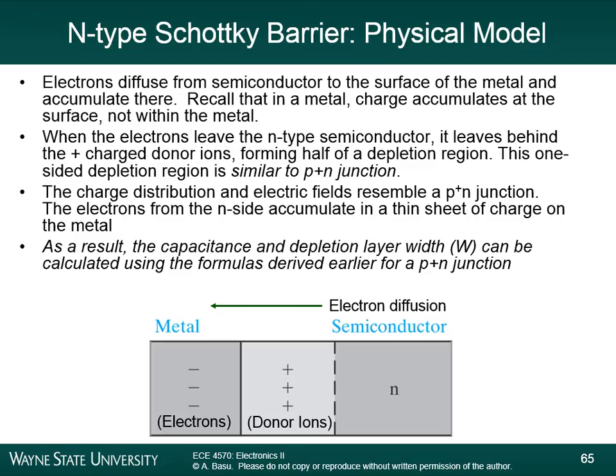If I were to ask you to find the width of the depletion region here, you can do that using the same formulas for the capacitance and depletion layer widths that were derived earlier for a P plus N junction. You could just assume that NA is much larger than ND. Those formulas for capacitance and depletion width simplify, and those are the formulas that you could use for finding the width of a Schottky barrier.